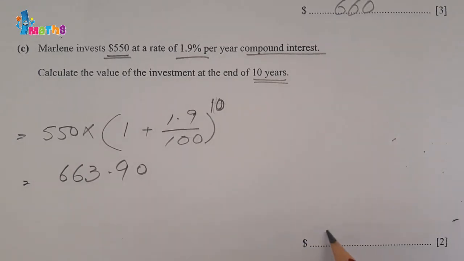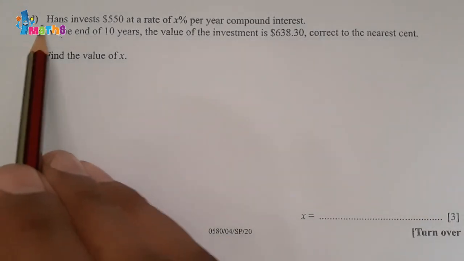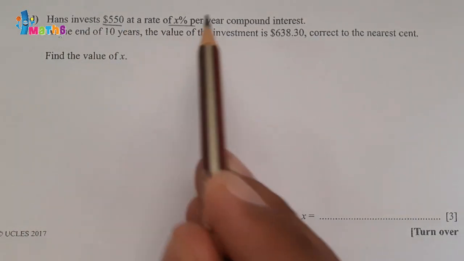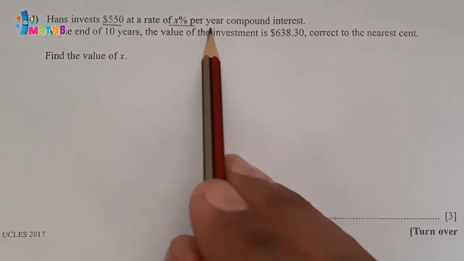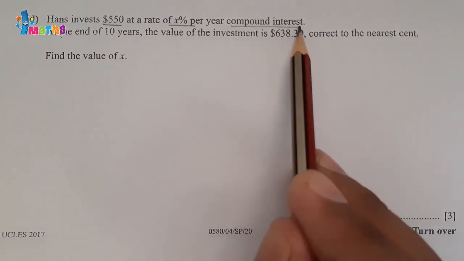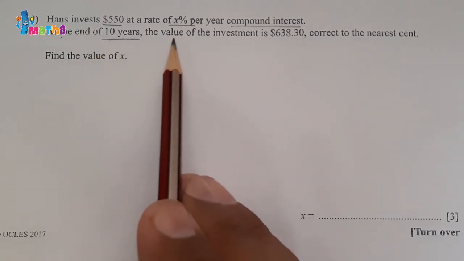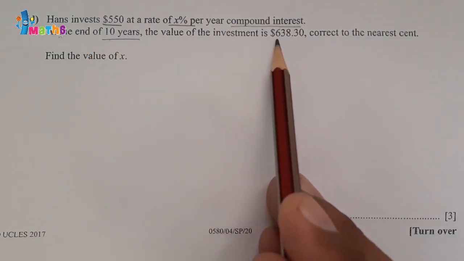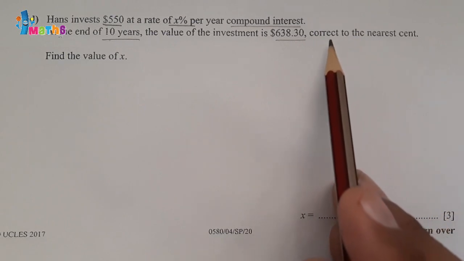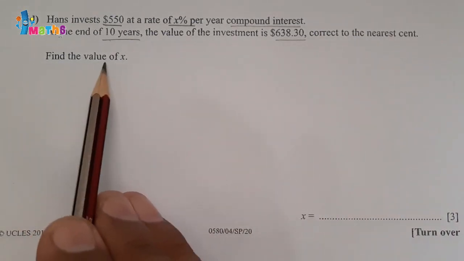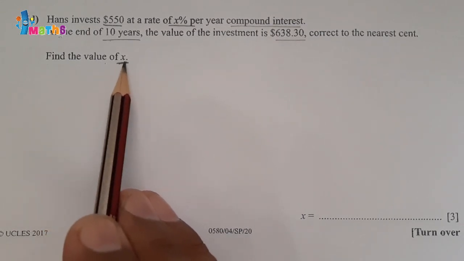So the answer we will write here is 663.90. Part D: Hence invests $550 at a rate of X percent per year compound interest. At the end of 10 years, the value of the investment is $638.30, correct to the nearest cent. Find the value of X.